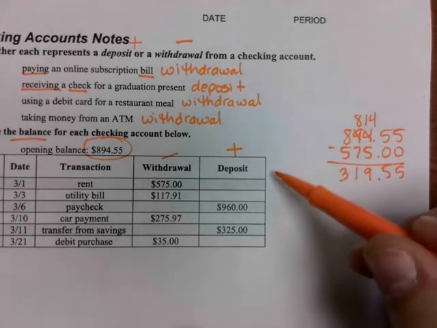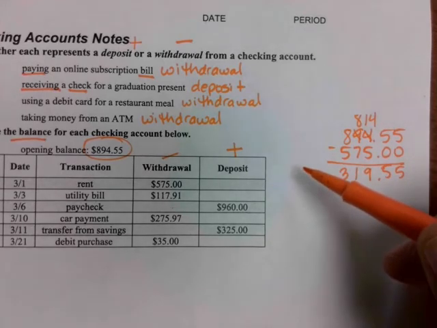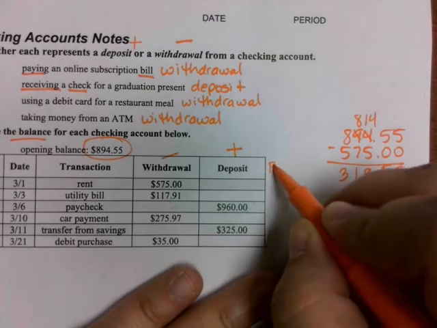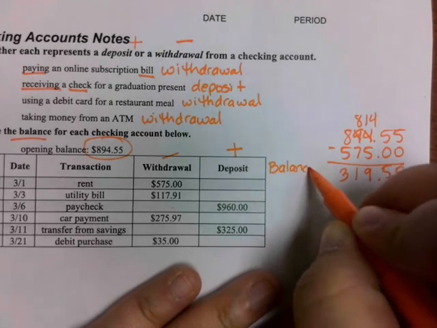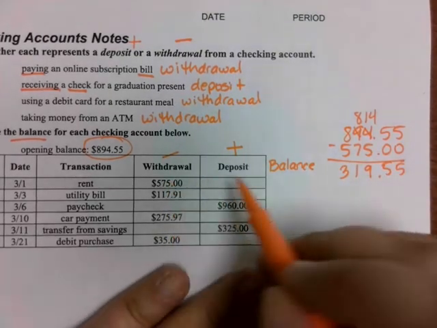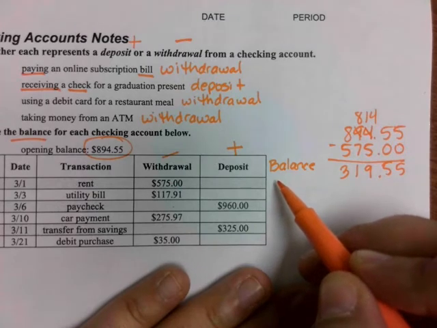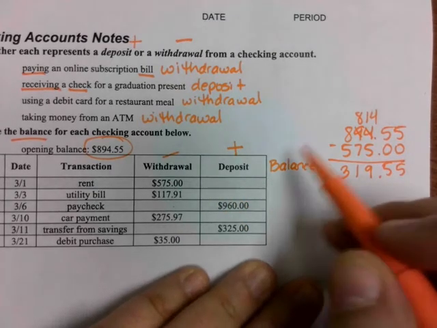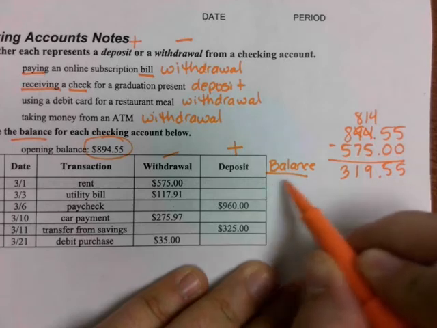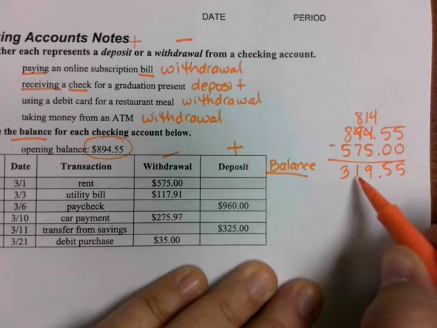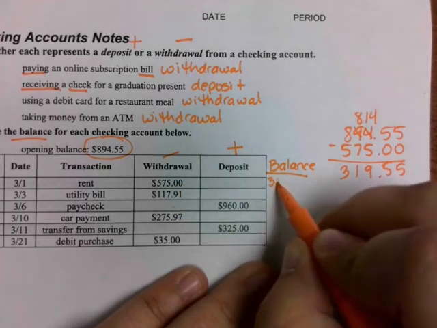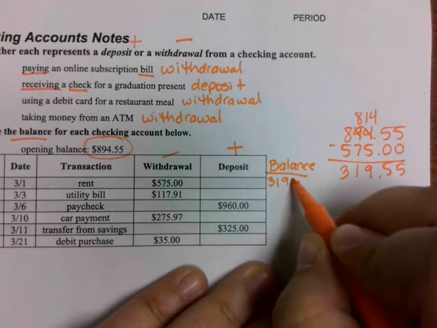So one column that's missing here would be balance. That is when you're balancing a checkbook, after you make a withdrawal, you put what your ending balance is, so you always know how much money you have in your account. So if this was the balance, then right here, after the withdrawal of $575, the balance was $319.55.